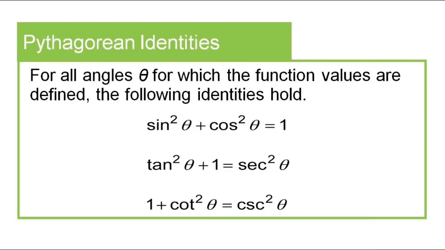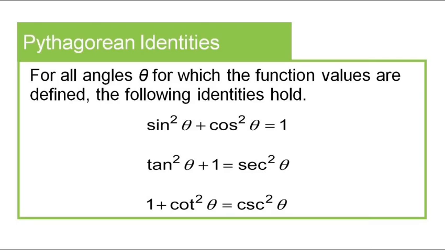Now the Pythagorean identities are sine squared plus cosine squared equals 1, tangent squared plus 1 equals secant squared, and 1 plus cotangent squared equals cosecant squared. I do not want you to be worried right now about memorizing these because we are going to see them again in Chapter 5. All of the identities we're learning here will come back again in Chapter 5. So we're definitely going to get another look at these guys.